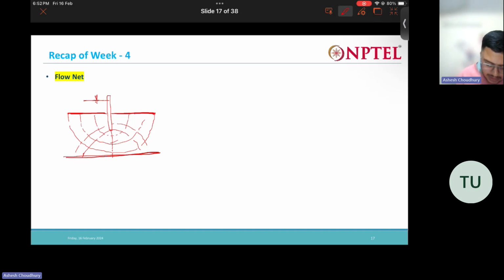This boundary is a flow line. These boundaries are equipotential lines. Remember, these boundaries are equipotential lines. The bottom boundary is a flow line.